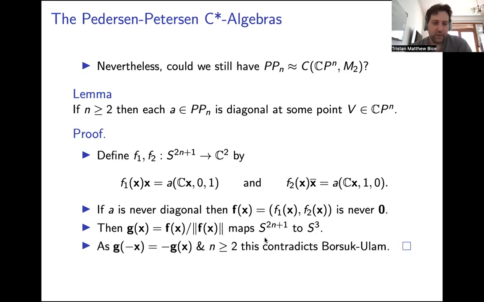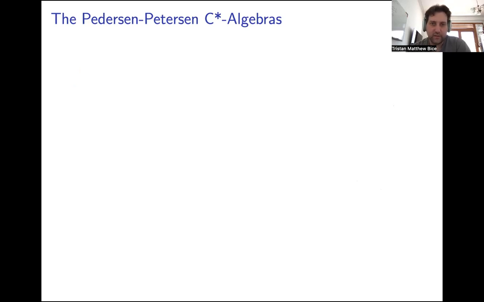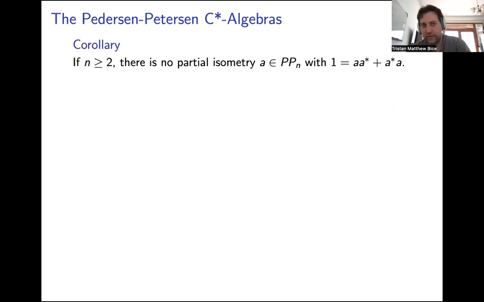Okay, but it maps n individual points to n individual points. As long as n is greater than or equal to 2, this will be a higher dimensional sphere, which again contradicts the Borsuk-Ulam theorem. So all of these have to be diagonal at some point, right? And how does that help us?